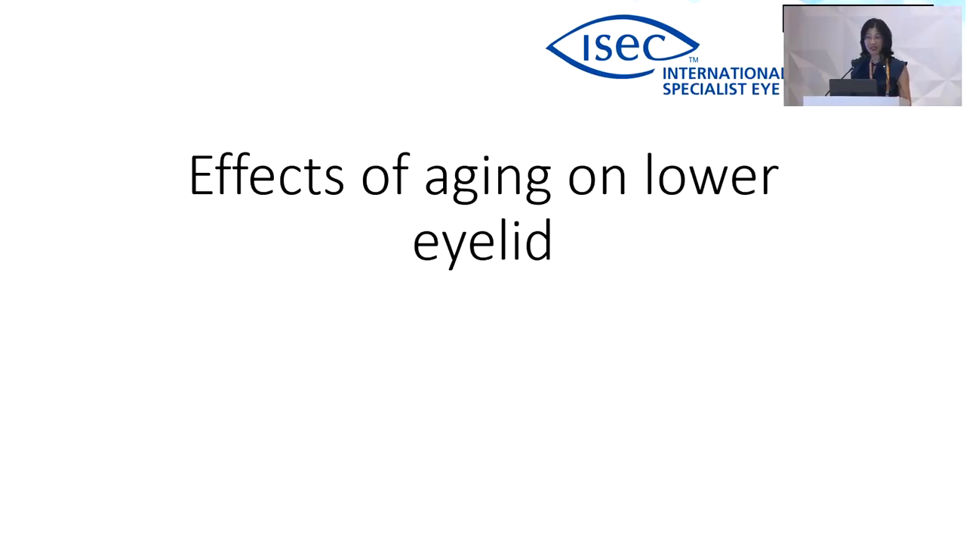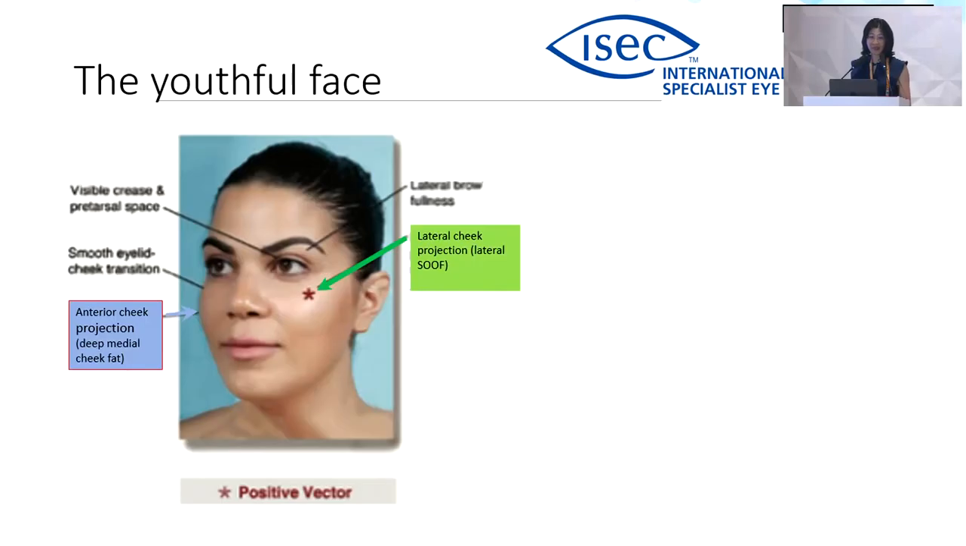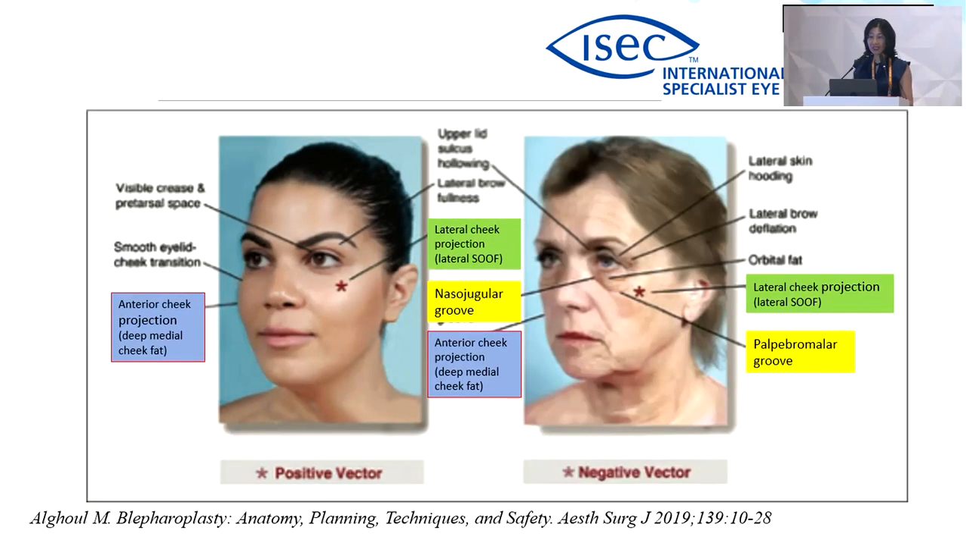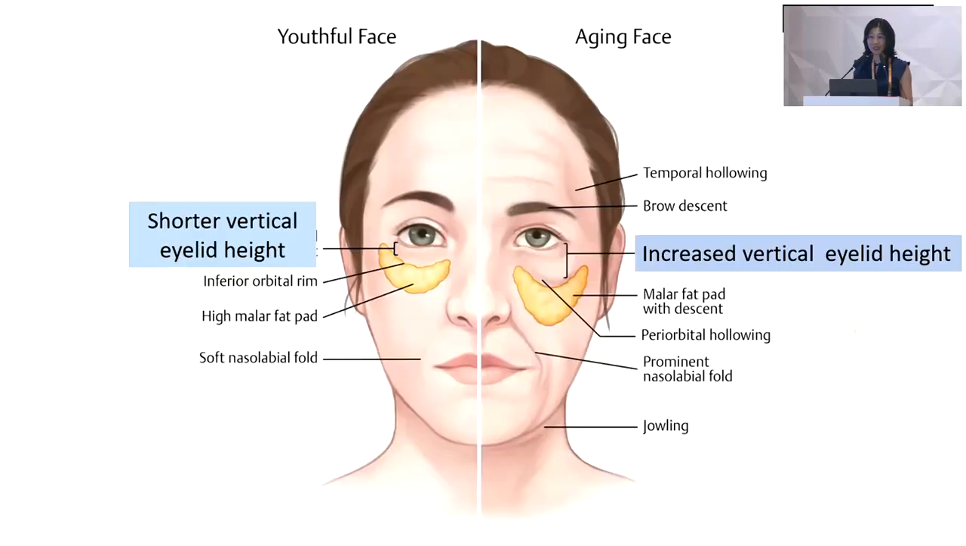Okay, so a little bit on the effects of aging of the lower eyelid. As you can see in the youthful face, there is a prominent lateral and anterior cheek projection so that the globe actually rests behind this projection. So in the youthful profile, it is described as having a positive vector. While in the aging eye, the globe is seen more anterior, while there is a soft tissue deflation of the cheek. So the lateral cheek projection and the anterior cheek projection is much less prominent. So this gives rise to an increased vertical eyelid height because there is a descent of the malar fat pad.